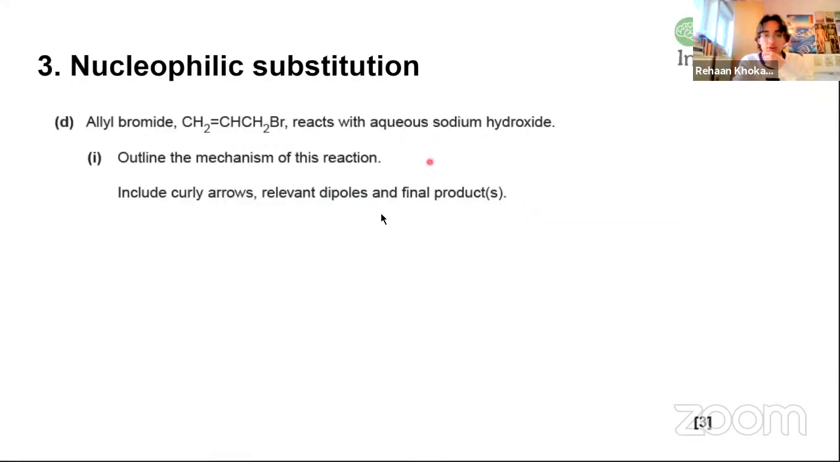Oh, sorry. So we're going to now move on to nucleophilic substitution. So try this question here. This is allyl bromide. This is a bit of an application question because you don't learn about allyl compounds in most of the specifications, but try and have a look at this reaction here. Just give you a couple more seconds. Sorry, the time is so tight.